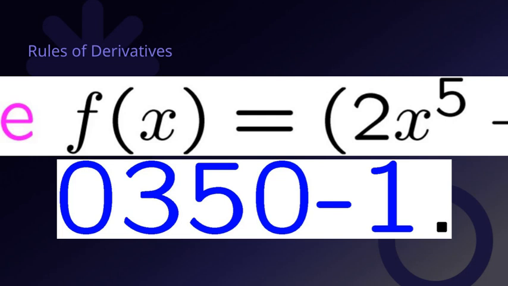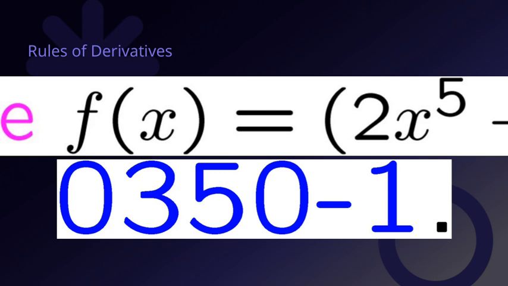Let's take a closer look at the rules of derivatives. These rules are fundamental because they help us find derivatives efficiently and accurately. First, we have the power rule, which is probably the most common. When you have a function like x raised to a power, you multiply by that power and then decrease the power by 1. It's simple but powerful.